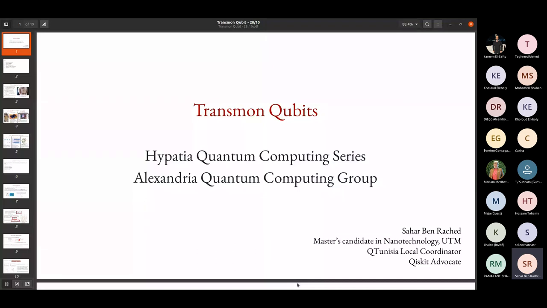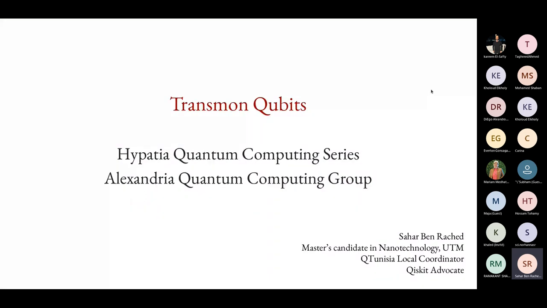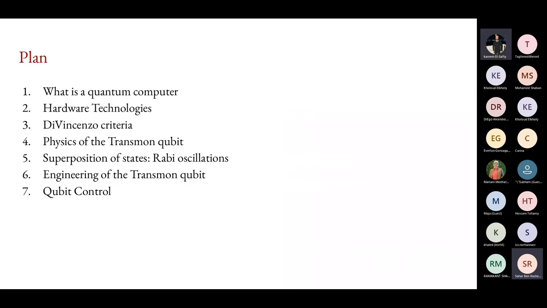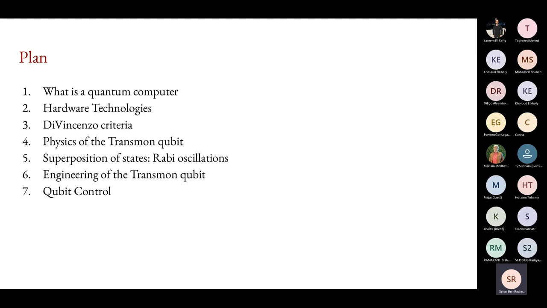So I will start my presentation. Thank you again for the invitation, Karim, and all the group from the Alexandria Quantum Computing group. For the plan of today, I wanted to keep the presentation simple yet very insightful, to give all the necessary information on how we can build and design a transmon qubit, which is a kind of superconducting qubit.